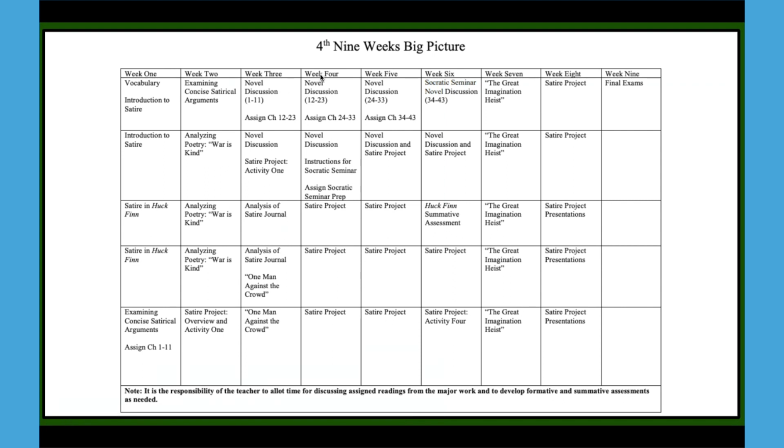Week 4, there's more novel discussion, more new chapters are assigned, and there's also a Socratic seminar set up here. And in your module, you'll find plenty of resources to use to assist with the Socratic seminar. Great discussions are almost guaranteed here because this book is so difficult to read and to teach, but it's also so relevant. Weeks 5 and 6 allow for more discussion, and by week 6, students will have finished the novel.